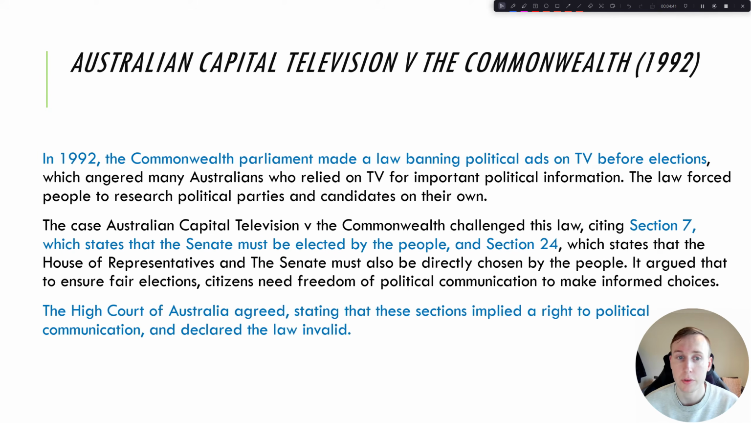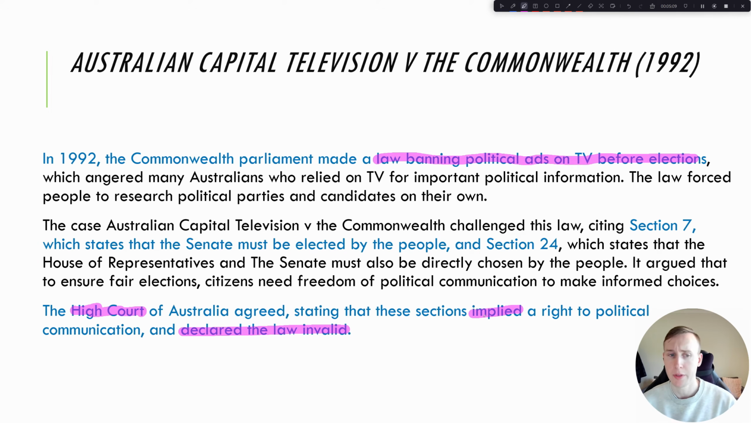But how the process of gaining more implied rights works is that the Commonwealth makes a law that is unconstitutional. For example, they made a law banning political ads on TV before elections. Someone said, that's breaching our human rights, and they take it to what's known as the High Court. The High Court basically interprets that we do have the implied right as a result of the case, and then we gain the implied right, and the unconstitutional law is declared invalid.